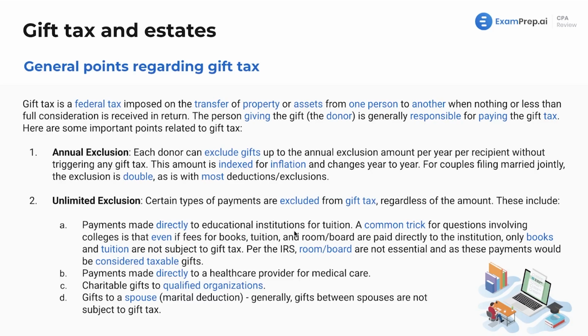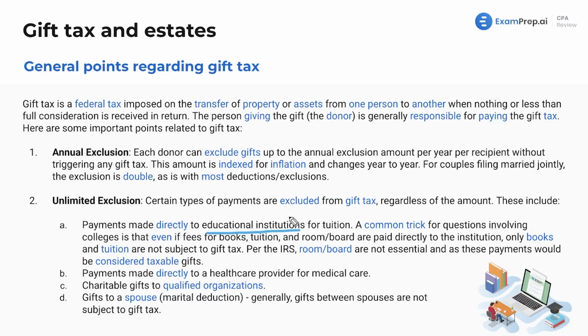Now, if I make a gift to a school for someone's tuition, I have to give that money directly to the organization. Similarly, if it's to a charitable organization or if I'm paying someone's medical bills, I cannot give that money to someone else. I cannot give that to the patient for them to give to the hospital. I cannot give the money to the student to give to the school. In order for this to be excluded from gift tax, I need to give the money directly to the institution receiving it. So that's definitely something to keep in mind.